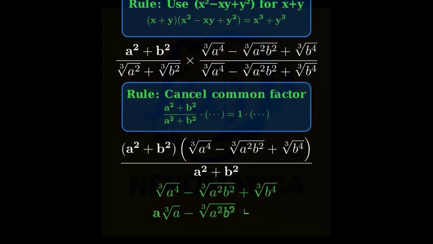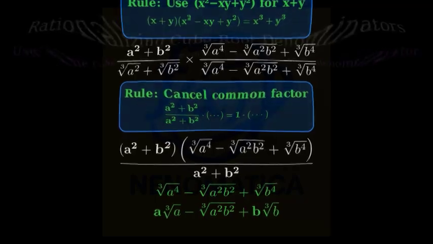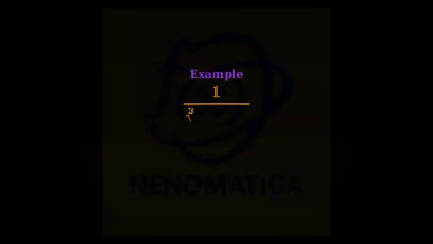We can rewrite the first and last terms for additional insight. The cube root of a to the 4th is a times the cube root of a, and the cube root of b to the 4th is b times the cube root of b. Here is our first example. We will follow the same 4 steps you see on screen.